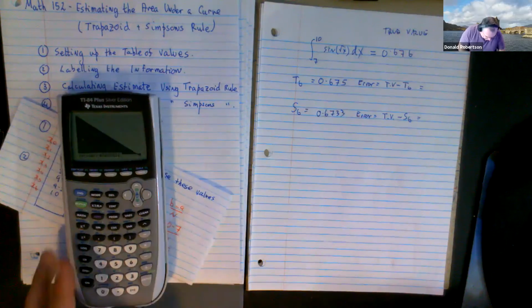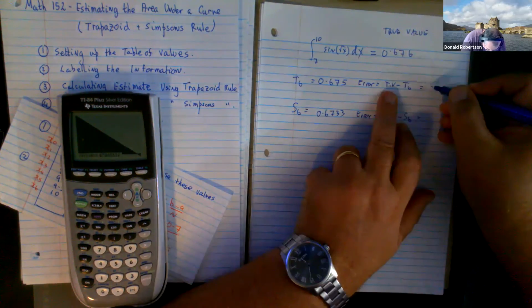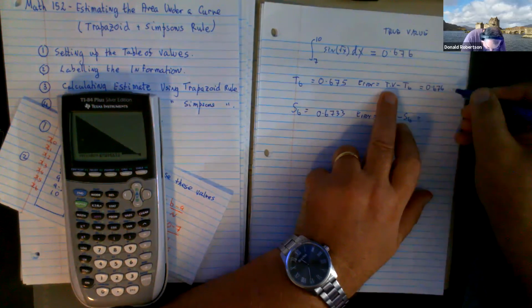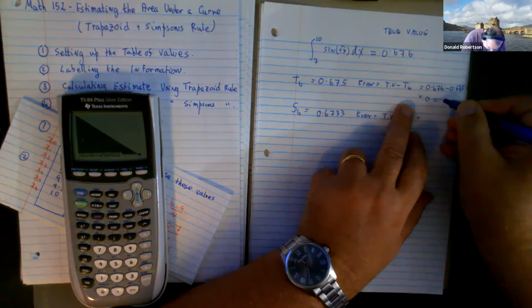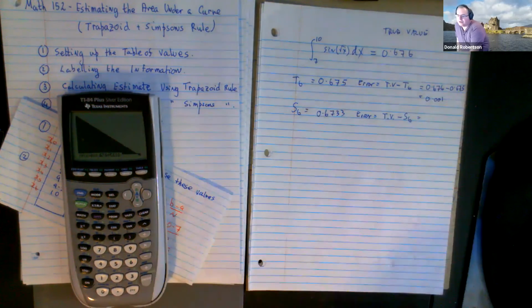So what's our error going to look like? Well, if you take 0.676 and you take away 0.675, the answer for this error, that's pretty impressive, isn't it? Right? Trapezium 6 has given us an answer that's only, what, third decimal places out. Pretty good. Now, Simpson's rule.